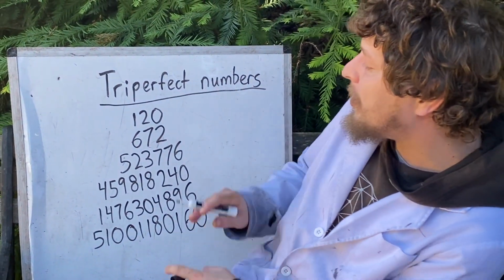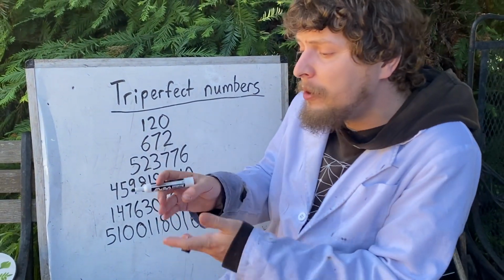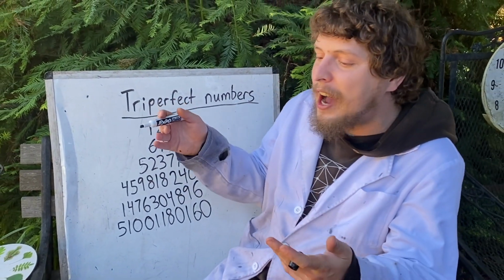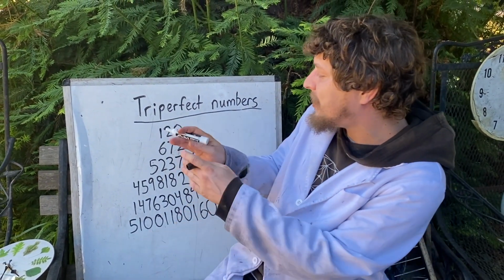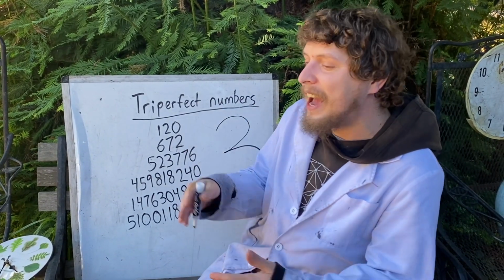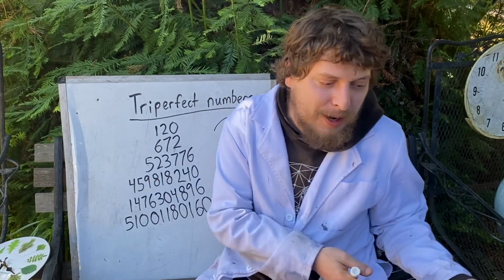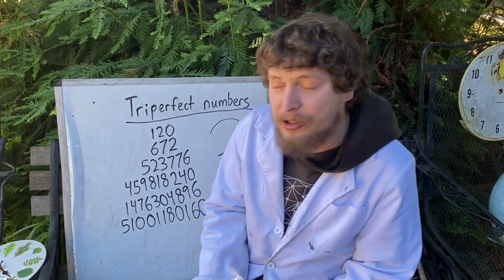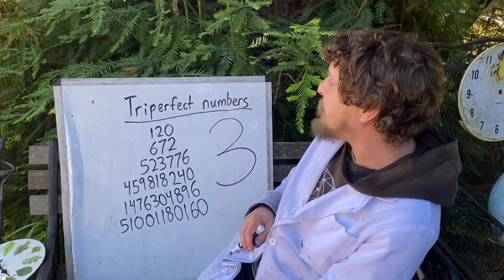Each of these numbers has the trait where if you either add up all of its divisors and then divide by itself, you get 3. Or if you add up the negative first power or reciprocal of each of the divisors, you also get that 3.